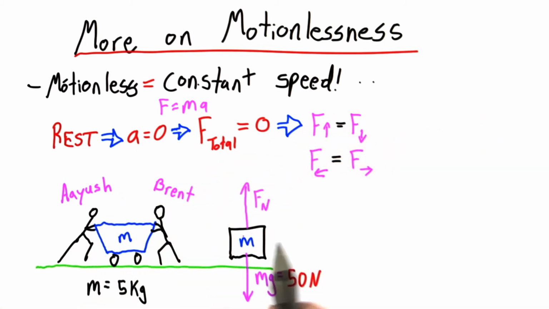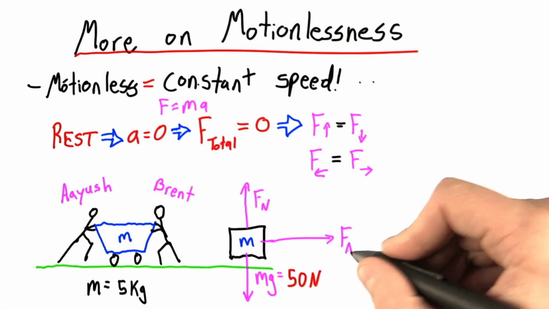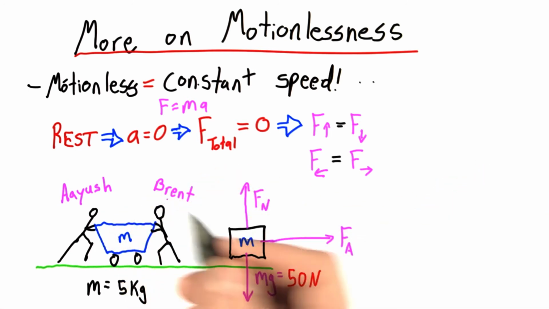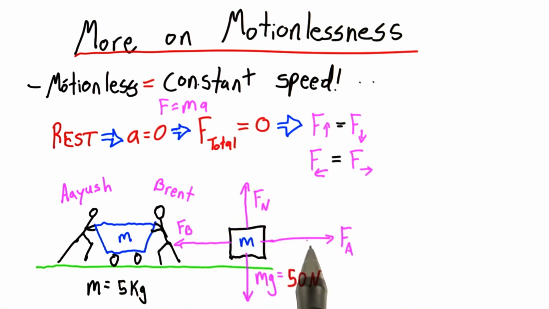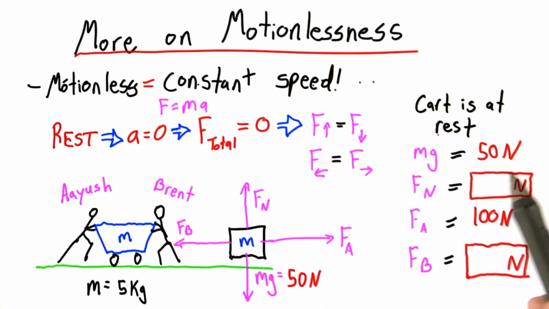Ayush is doing his best, and he's pushing to the right. We'll label that Fa for Ayush. And Brent is also doing his best and pushing back to the left. We'll label that Fb. Notice how I've drawn these arrows. Even though Ayush is pushing from the left to the right, I don't draw an arrow like this. For me, it's much easier to see what's going on if the arrow is coming from the object and moving out. So we know that the cart is at rest, and I've given you a couple of the forces.